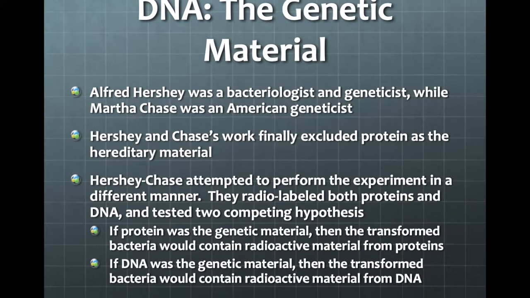Then we had Alfred Hershey and Martha Chase, who worked together to finally exclude protein as hereditary material. They attempted to perform the experiment in a different manner. They radioactively labeled proteins and DNA and tested two competing hypotheses. The first was that if protein was the genetic material, the transformed bacteria would contain radioactive material from proteins. And if DNA was the genetic material, the transformed bacteria would contain radioactive material from DNA.